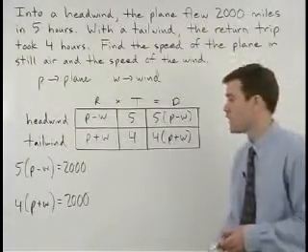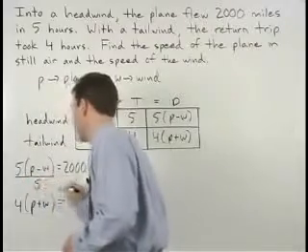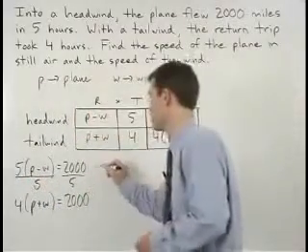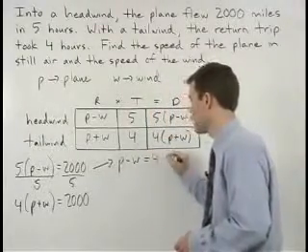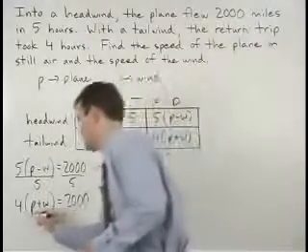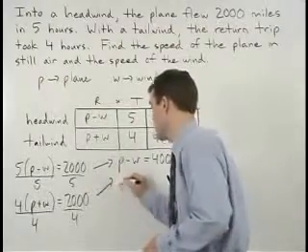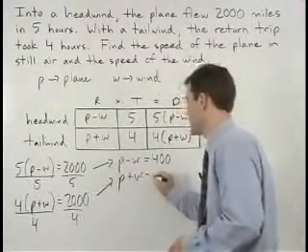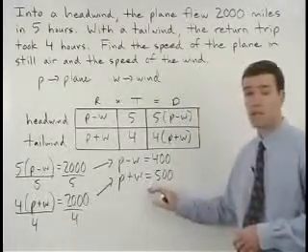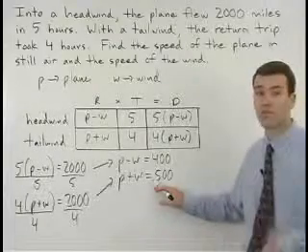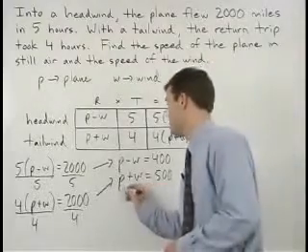As our next step, I would divide both sides of the top equation by 5 to get p minus w equals 400, and divide both sides of the bottom equation by 4 to get p plus w equals 500. Now our system of equations is set up in a familiar way, and we can use addition to solve it.